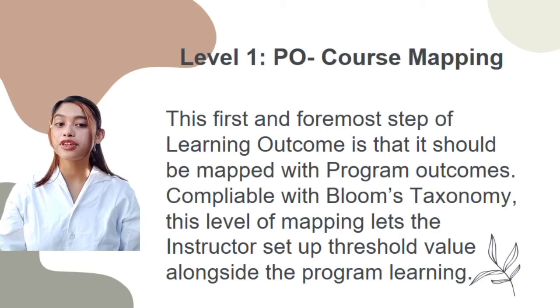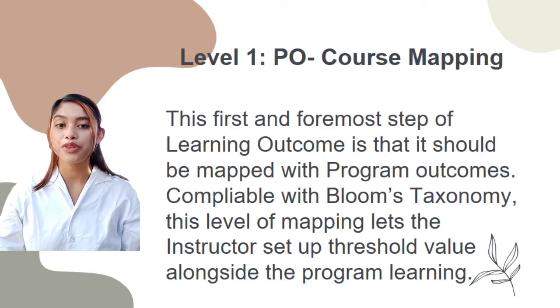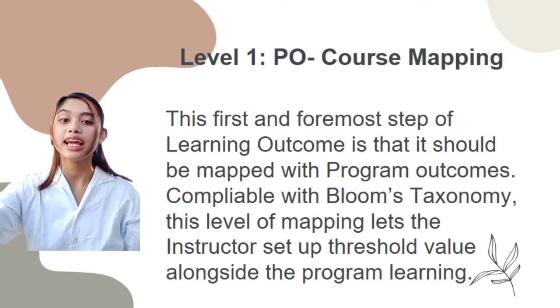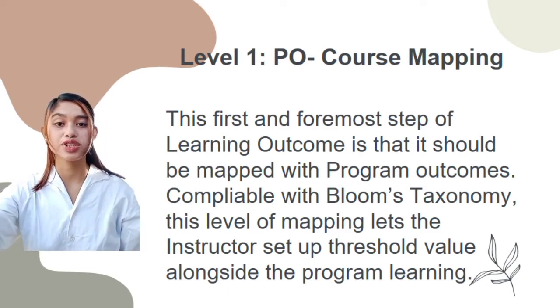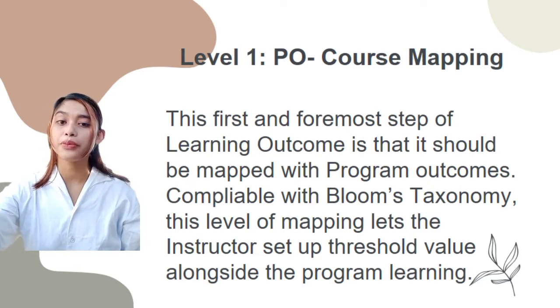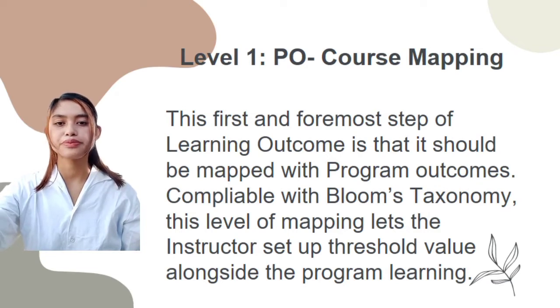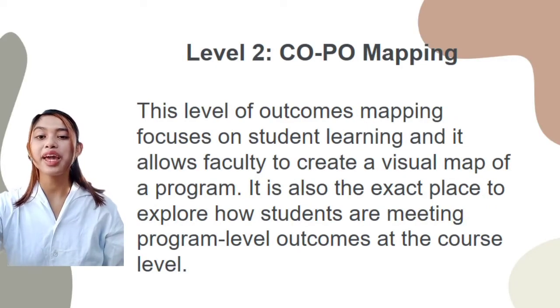So the first and foremost step is that the learning outcome should be mapped with the program outcomes. The program outcomes, which were earlier referred to as the graduate attributes, are all about what you expect from a graduate in his 4 years of graduation. Compliant with Bloom's taxonomy, this level of mapping lets the instructor set up a threshold value alongside the program learning.